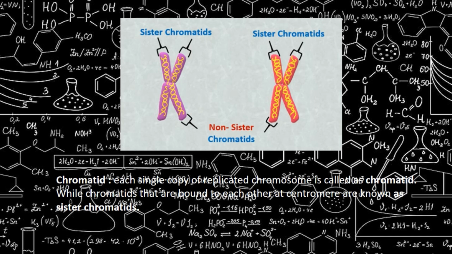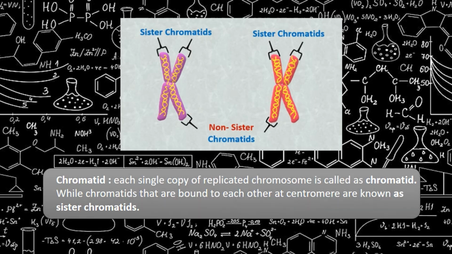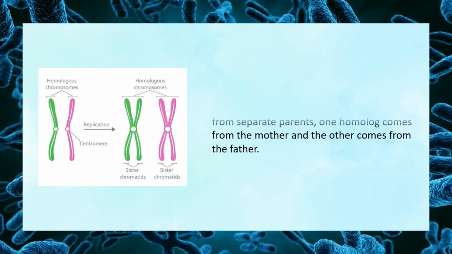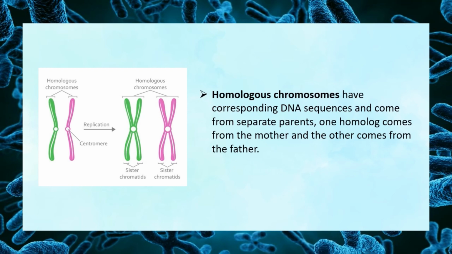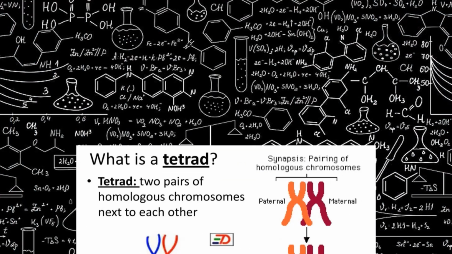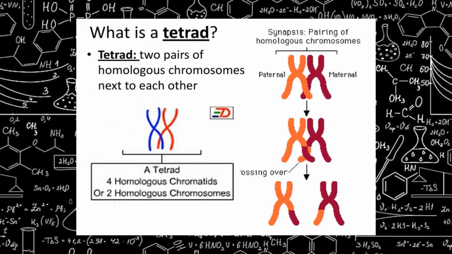Each single copy of a replicated chromosome is called a chromatid, while chromatids bound to each other at the centromere are known as sister chromatids. Homologous chromosomes have corresponding DNA sequences and come from separate parents. One homolog comes from the mother and the other comes from the father. What is a tetrad? A tetrad is two pairs of homologous chromosomes next to each other.